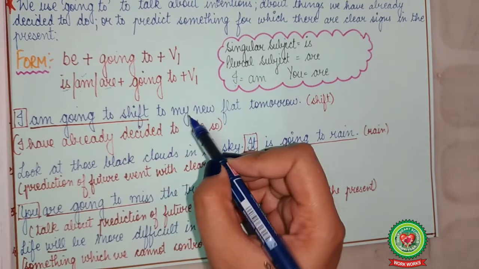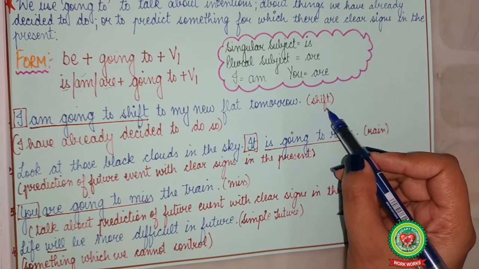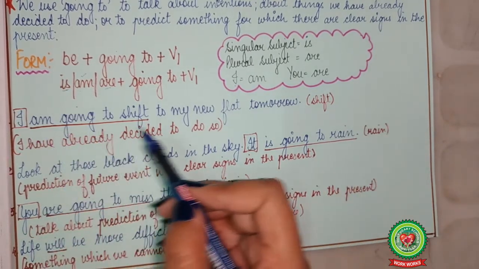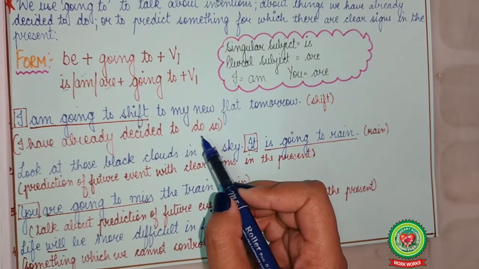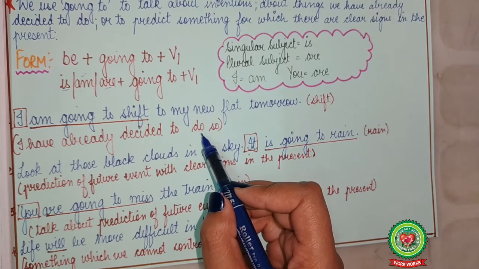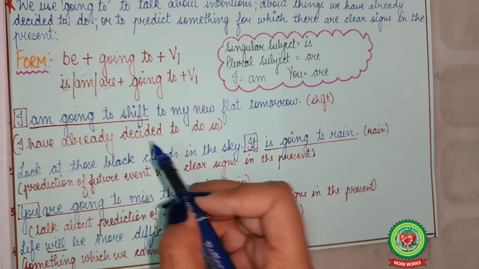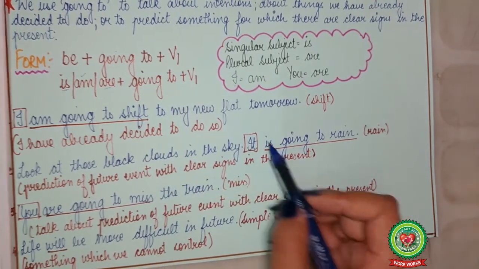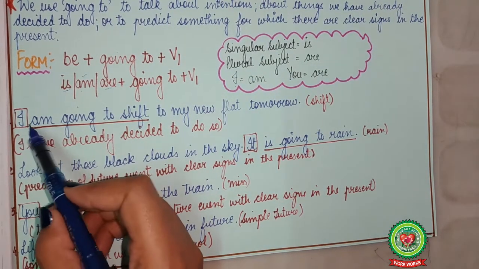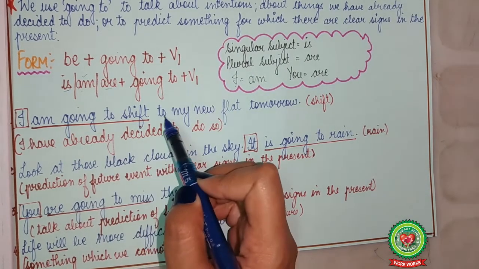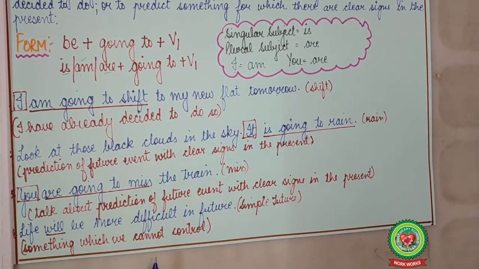I dash to my new flat tomorrow, and the verb is shift. Now here in this sentence we have already decided to shift. So when we talk about the things we have already decided to do, we use the going to form of verb. So the answer is I am going to shift to my new flat tomorrow. Let us see the next example.